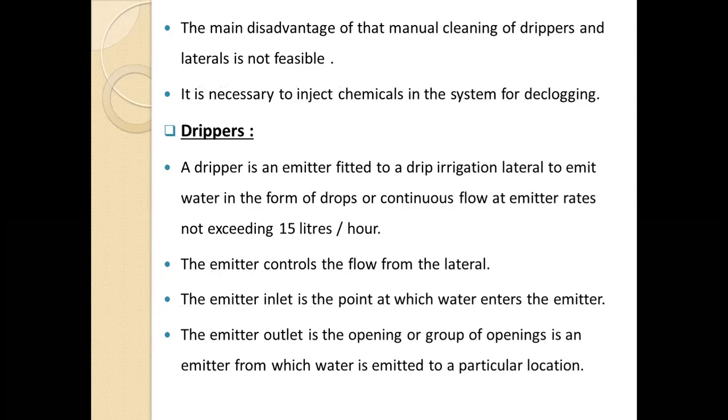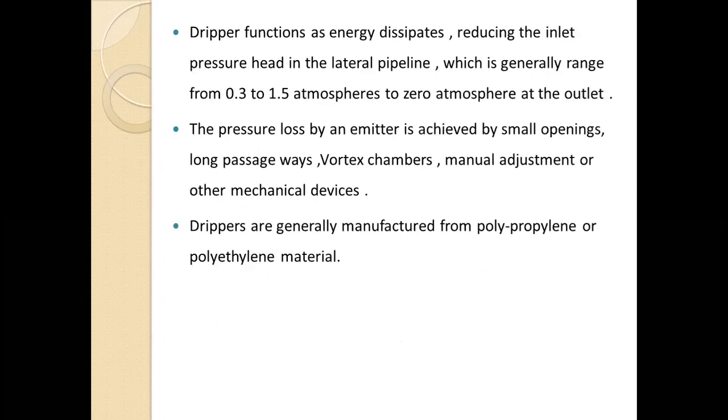A dripper is an emitter fitted to a drip irrigation lateral to emit water in the form of drops or continuous flow at emitter rates not exceeding 50 liters per hour. The emitter controls the flow from the lateral. Emitter inlet is the point at which water enters the emitter. Emitter outlet is the opening or group of openings in an emitter from which water is emitted to a particular location.